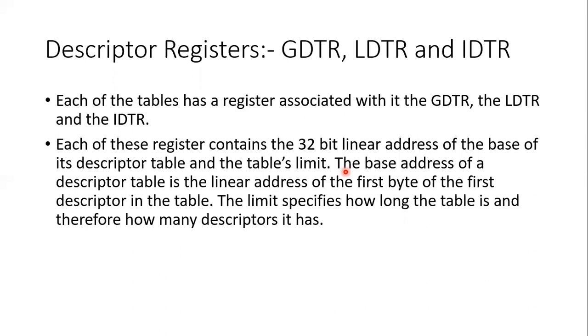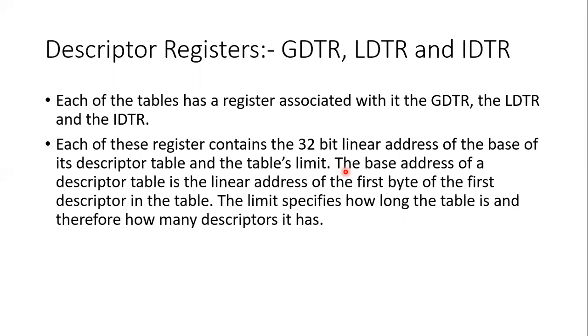descriptor in the table. You have a descriptor table, and in it you have the first byte. Whatever is the first byte of the first descriptor in the table is considered as the linear address. Let that byte be any type of byte. And the limit specifies how long the table is.